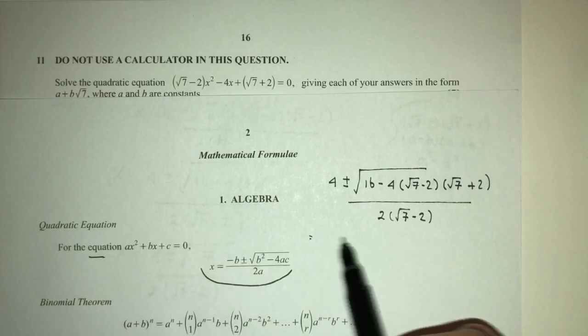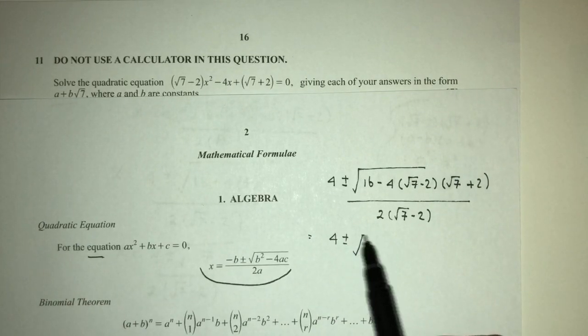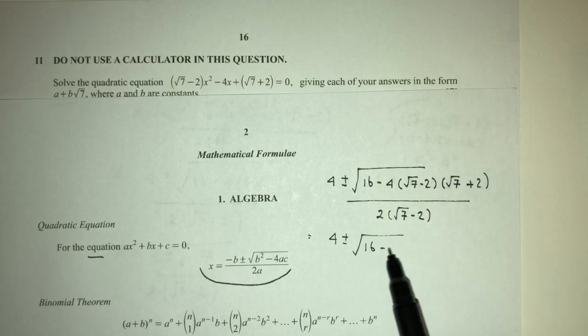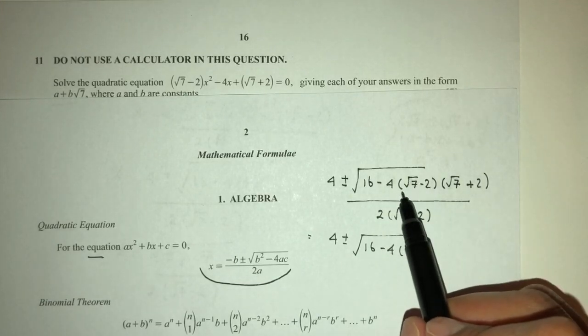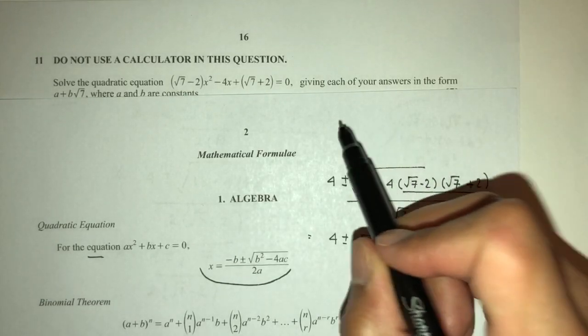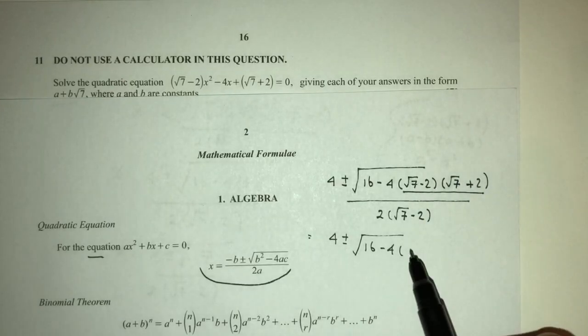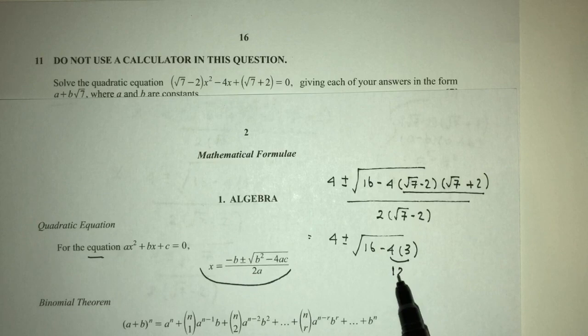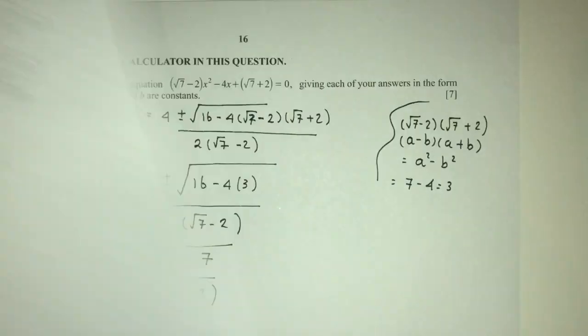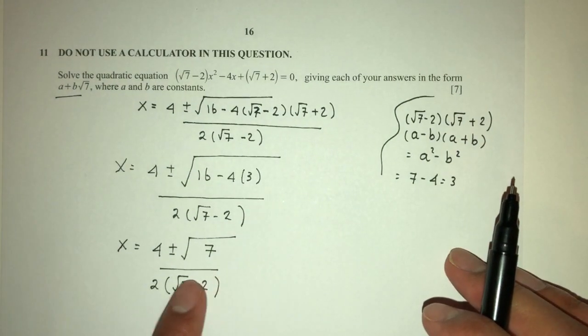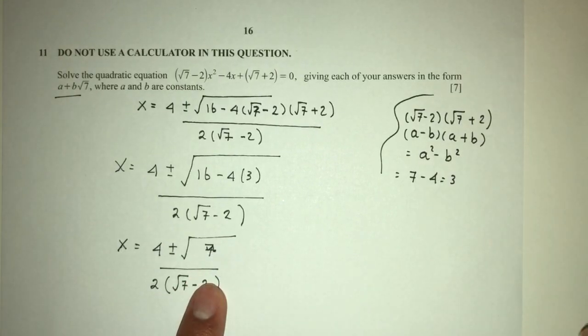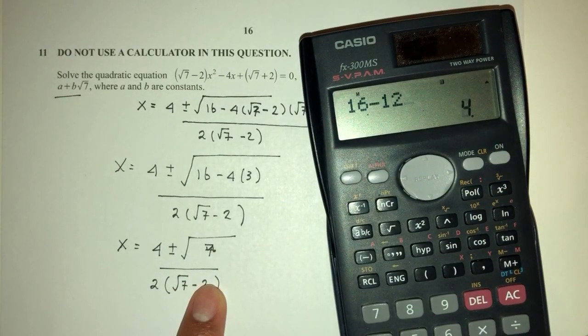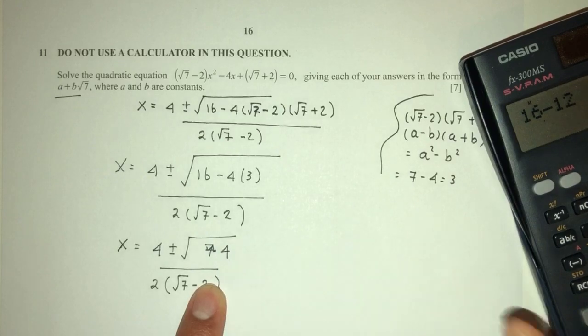Let me just double check. So that'll be 4 plus minus root 16 minus 4 times 3. As we have seen, it is 7 minus 4, that will be 3. Okay, so I see my mistake now. Pretty stupid mistake. 4 times 3 is actually 12, not 9. You see, this is a dumb mistake. 16 minus 12 should be 4, not 7.